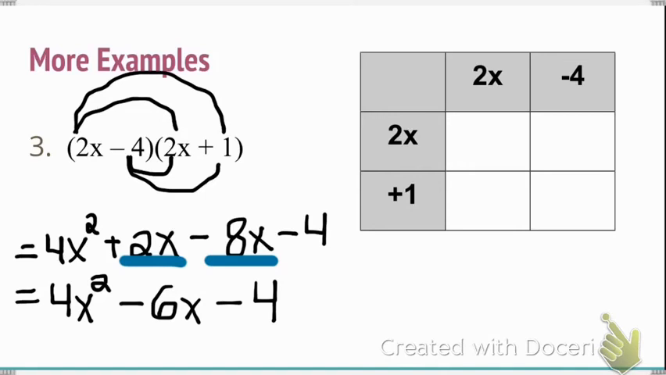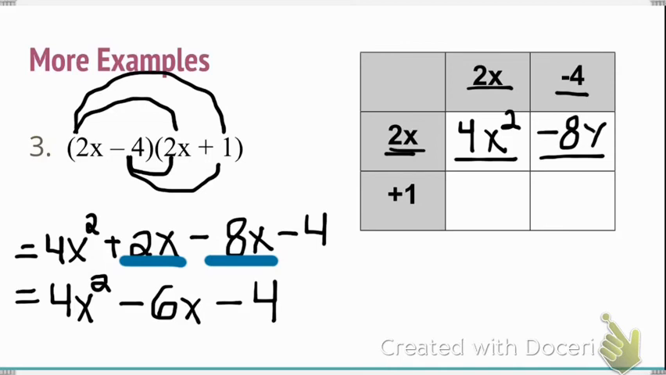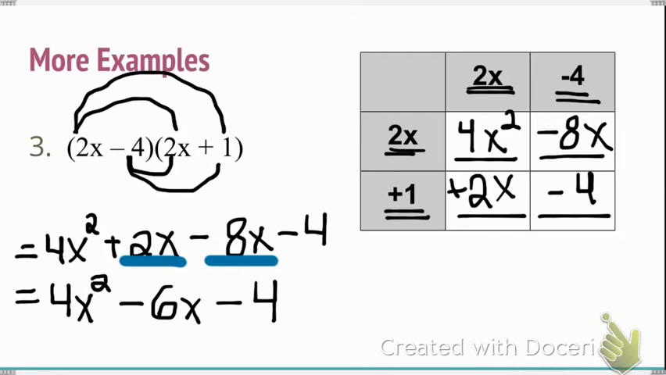Okay, so now the table, working here, I've got 2x times 2x. So the 2 times 2 gives me 4, and the x times x gives me x squared because we add the exponents. So then here, I've got 2x times -4. So 2 times -4 is -8, and we put the x at the end of it. Here, I've got +1 times 2x. So 1 times 2 is just 2. Positive, and then we just put the x at the end. Then the last one here, if I have a positive times a negative, it makes a negative. So 1 times 4 is 4. Add the like terms that are diagonal. So 2x minus 8x gives me -6x minus 4.